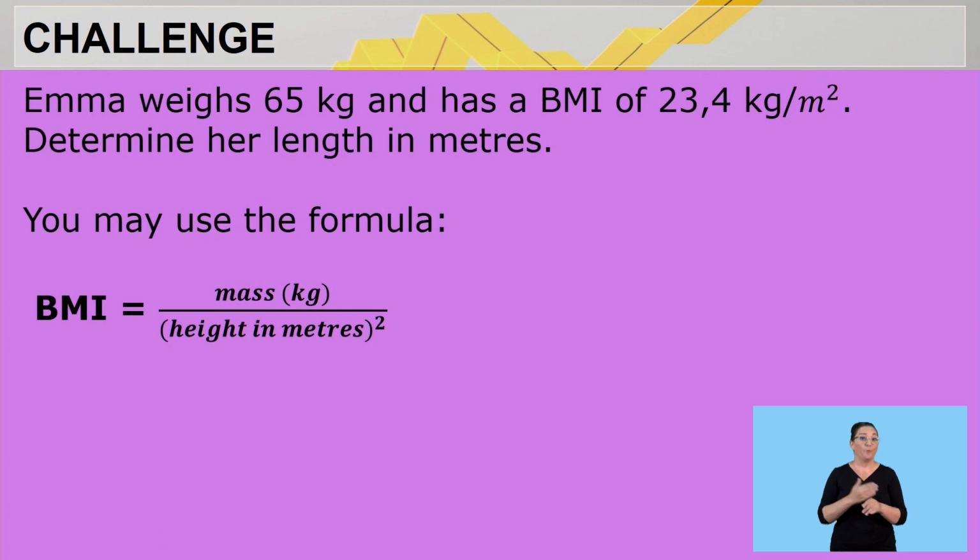Now, before I say goodbye, let me quickly leave you with a challenge for this upcoming week. Here I've indicated that Emma weighs 65 kilograms and has a BMI of 23.4 kilograms per square meter. So what is it that you need to do? You need to determine her height in meters. I also indicated here that you may use the formula BMI equals mass in kilograms divided by your height in meters squared.